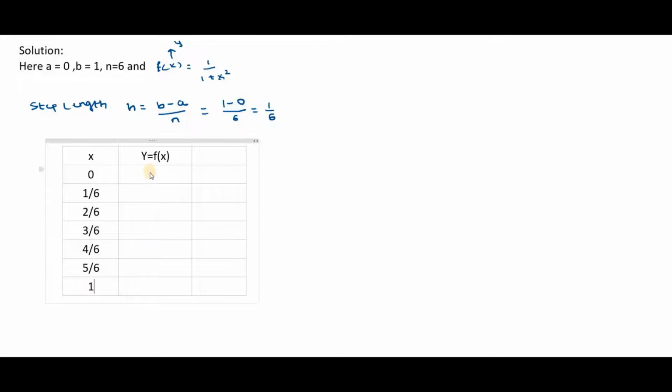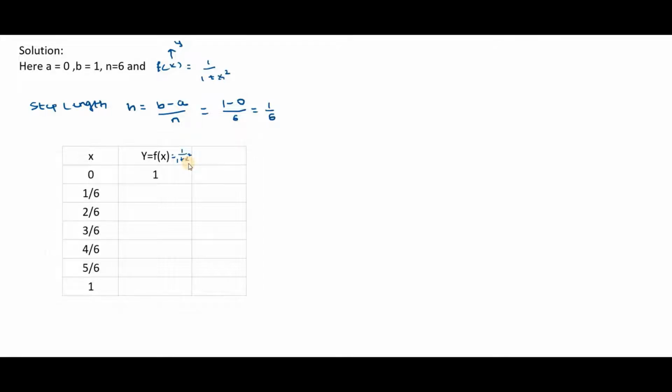Now we have to substitute the value of x in y is equal to f of x. Substitute the value x is equal to 0 in f of x, where f of x is given as 1 divided by 1 plus x square. If you substitute x is equal to 0, you will get 1 divided by 1 plus 0, and that is equal to 1. Next, similarly, put x is equal to 1 by 6.